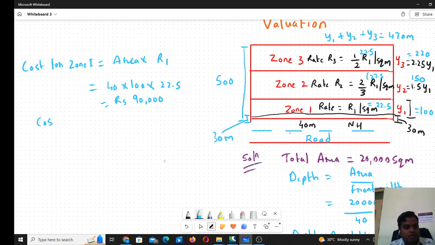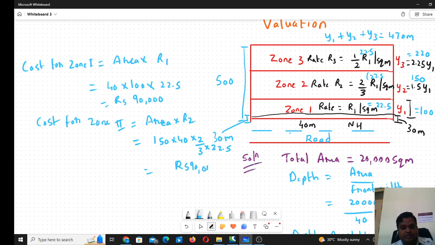Then cost for zone 2. For zone 2, the same area into R2. So this will be area 150 into 40, into R2, which is 2 by 3 into R1 of 22.5. Now just calculate 150 into 40 into 2 into 22.5 upon 3. This also comes out to be rupees 90,000, right?